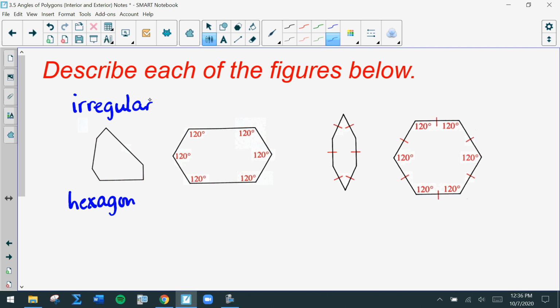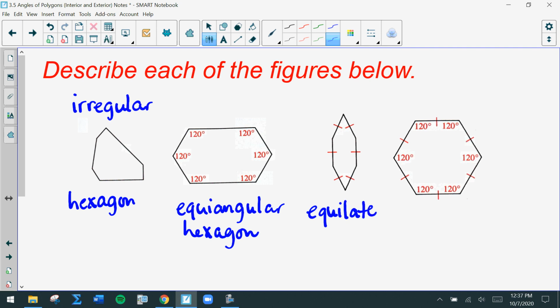So for the next one, we can describe this. All of the angles are the same, so we can call it an equiangular hexagon. Okay. For this third figure, we don't know anything about the angles. We still know it's 6 sides, but we'll call it an equilateral hexagon.